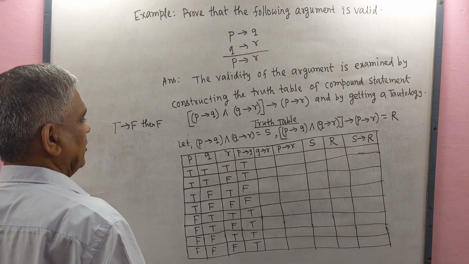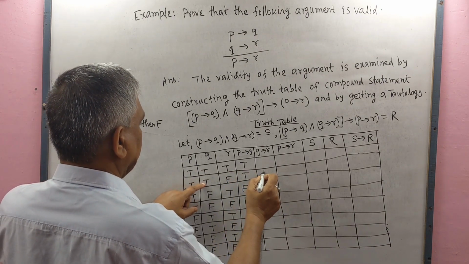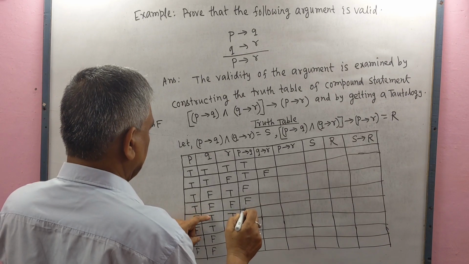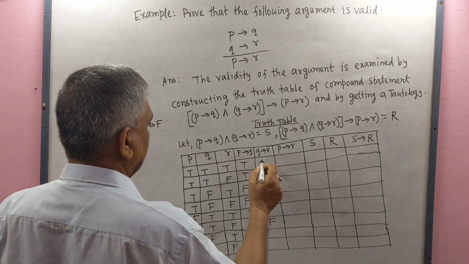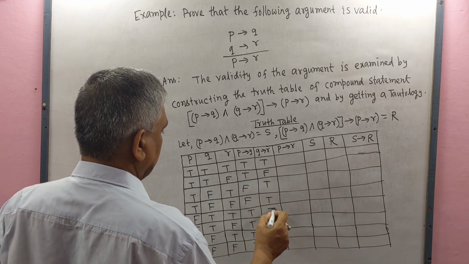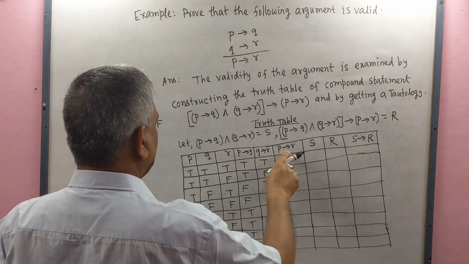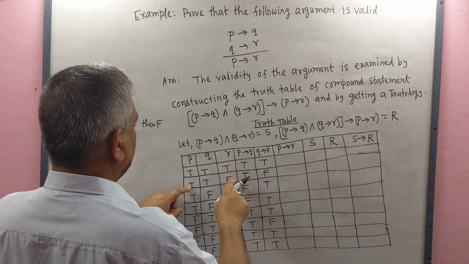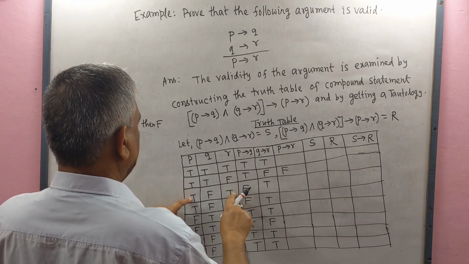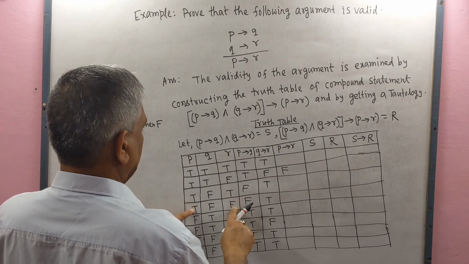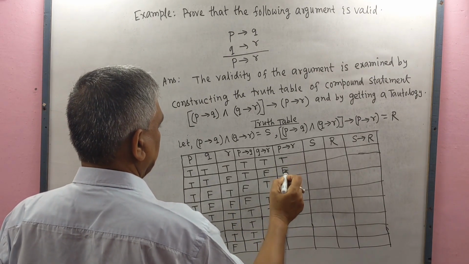Q → R: here T, F gives F, here T, F gives F, and the others will be T. Now P → R: here T, F gives F. So we write F here. T, T; T, F gives F. Here there is no T, so this will be T.